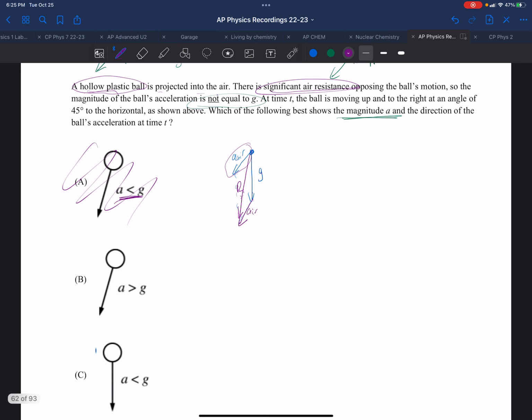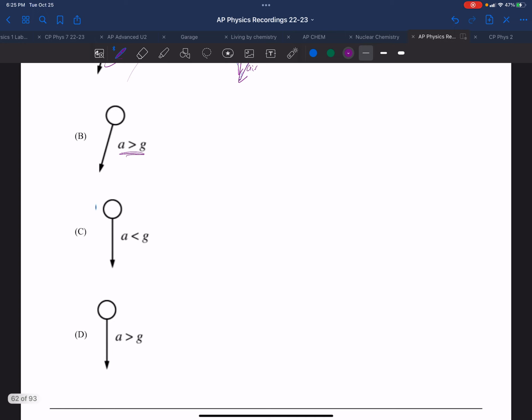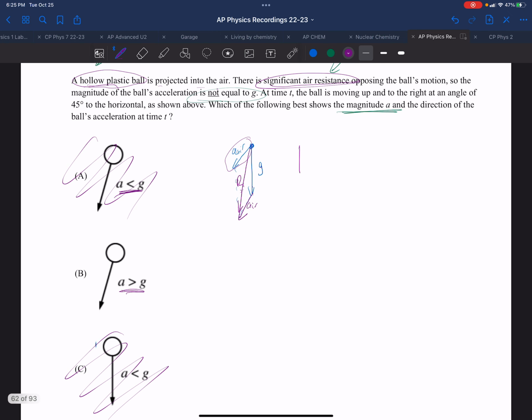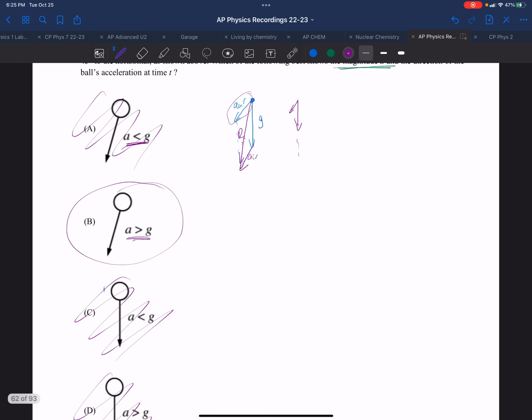This one says the acceleration is greater than gravity, which is true, and it's off at an angle. And these two say that the direction is still straight downward, and that can't possibly be true. If you have a force acting on a body this way and a force acting that way, it is not going to be just downward. So we have the acceleration greater than g and off at that angle.